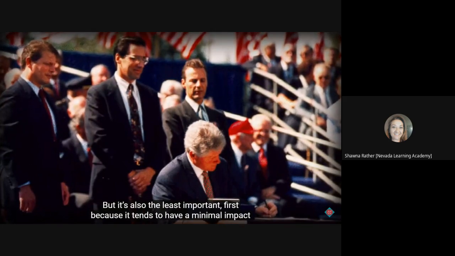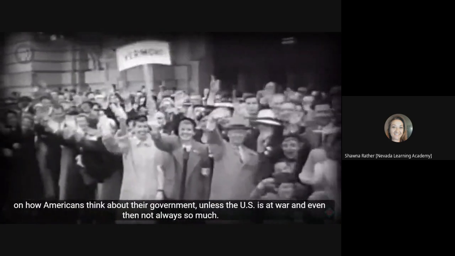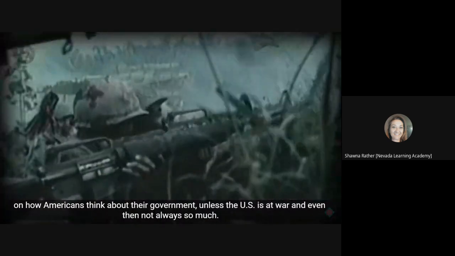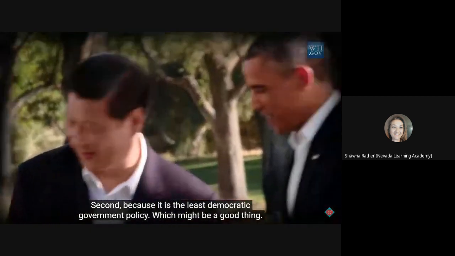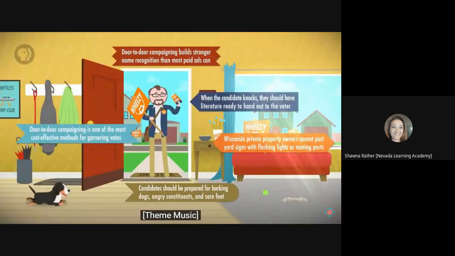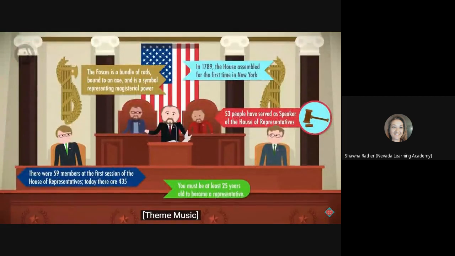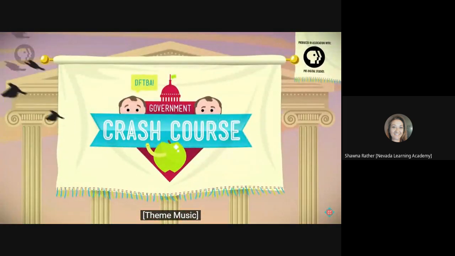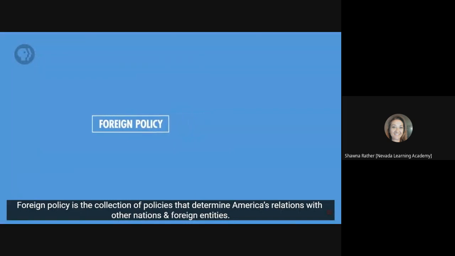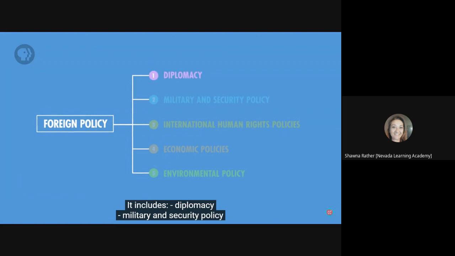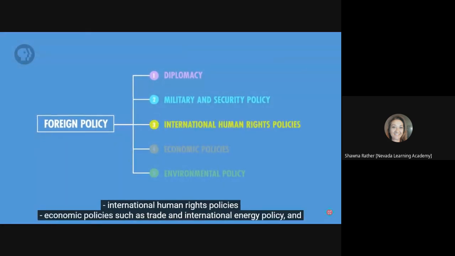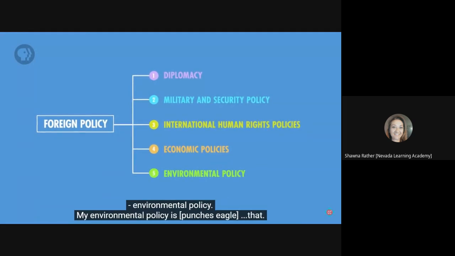But it's also the least important. First, because it tends to have a minimal impact on how Americans think about their government, unless the US is at war, and even then, not always so much. And second, because it's the least democratic government policy, which might be a good thing. Foreign policy is a collection of policies that determine America's relations with other nations and foreign entities. It includes diplomacy, military and security policy, international human rights policies, economic policies such as trade and international energy policy, and environmental policy. My environmental policy is that.